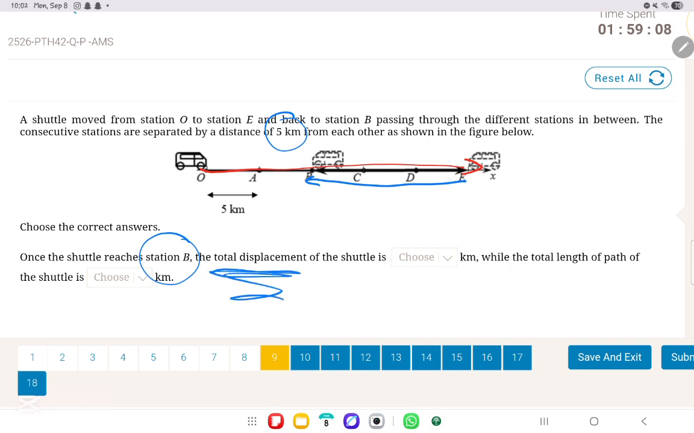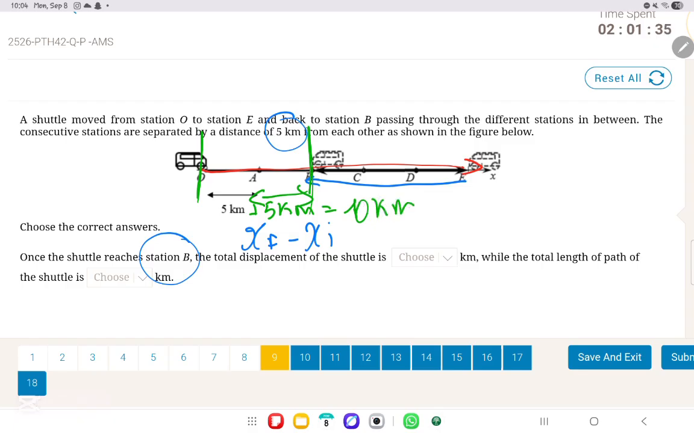Again, it's x final minus x initial. So in this case, where is x final? Where is the place where the bus stopped changing position? Or where is the last position of the bus? It's here. And where is x initial? Where is the starting point of the bus? It is here. So what is the displacement? It's x final minus x initial. So where is x final in this place? It is B. And where is x initial? It is O. And what is the displacement between B and O? It is 5 kilometers plus 5 kilometers, which is 10 kilometers. So the total displacement of the shuttle is 10 kilometers.